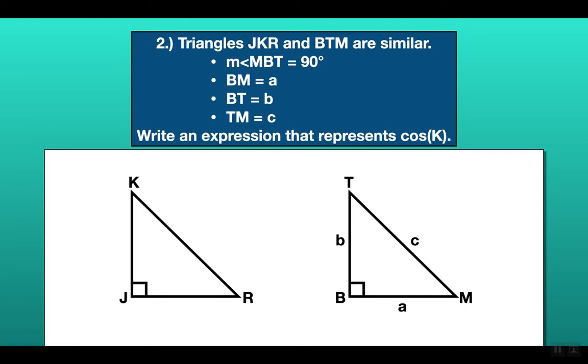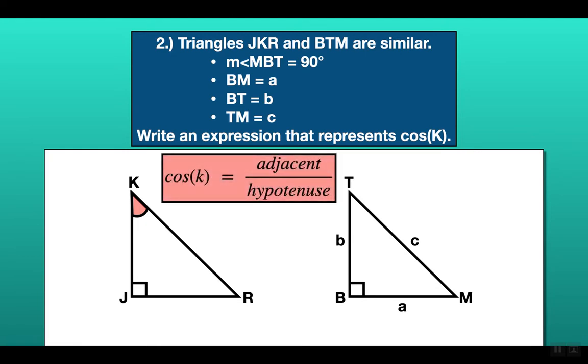It says write an expression that represents the cosine of angle K. All right, so there's angle K, and the cosine is the adjacent side over the hypotenuse. So let's identify the adjacent side and the hypotenuse. The adjacent side is side KJ, and the hypotenuse is side KR. But we don't have any letters there. We don't have any information about those sides. So we're going to have to get the information from the other triangle, because since the two triangles are similar, their cosines will be the same.